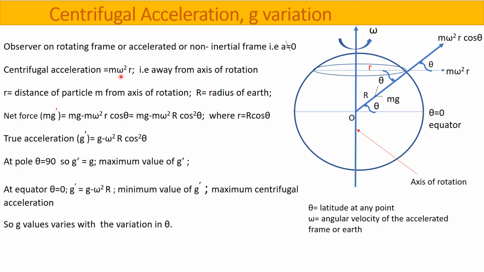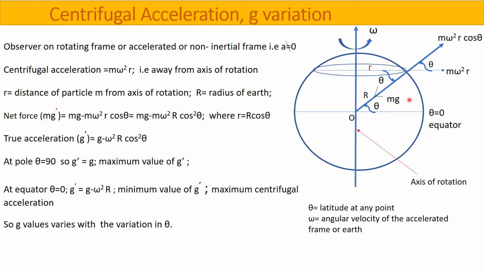Take the Earth's surface. Suppose we have an observer of mass m on a rotating frame. That is called a non-inertial frame, and Newton's law is not valid. It is an accelerated frame, that means a is not equal to 0.